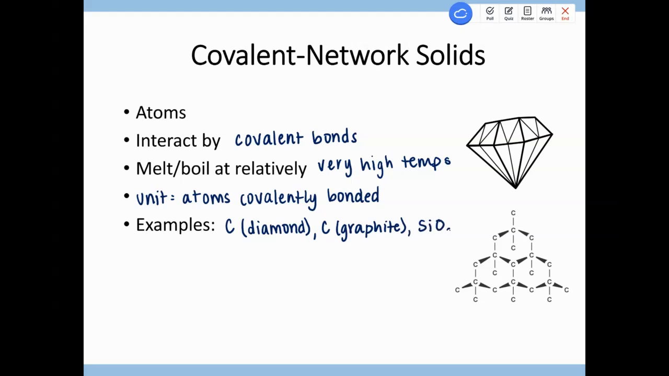Another example is silicon dioxide, SiO2. This is quartz. So have you heard of quartz countertops? It's made of silicon dioxide. That's a covalent network solid.